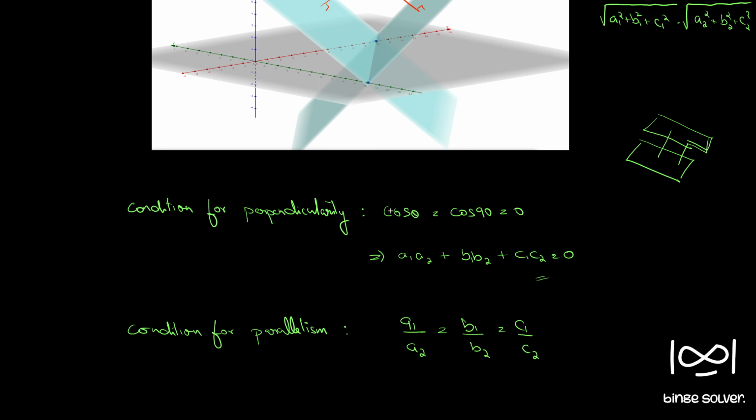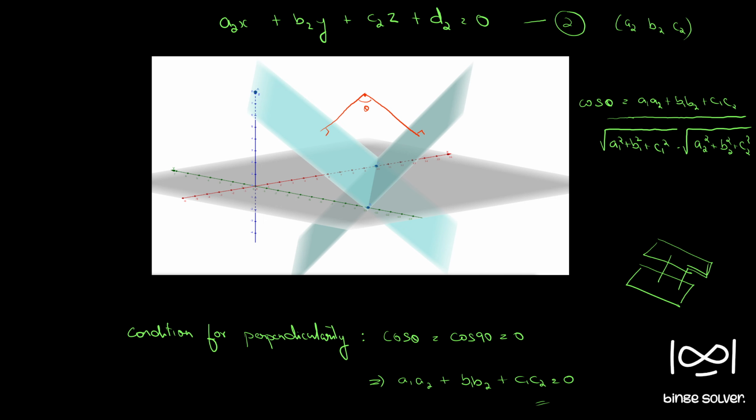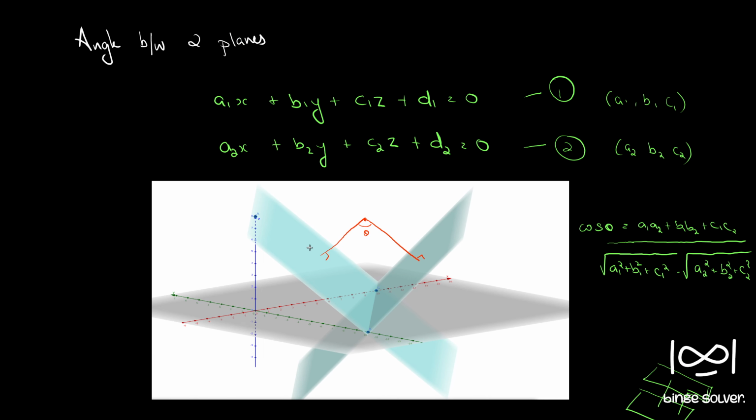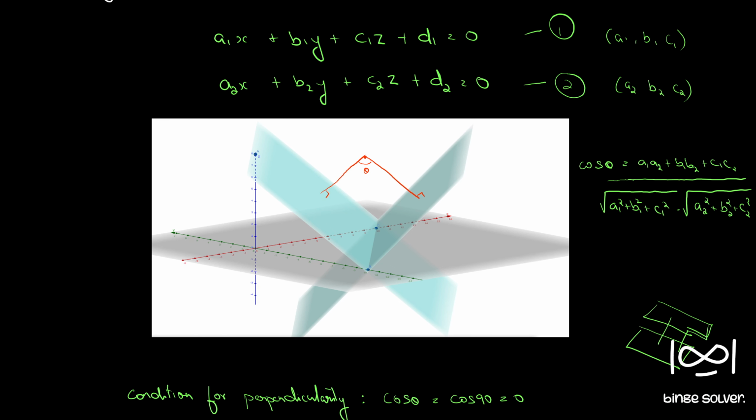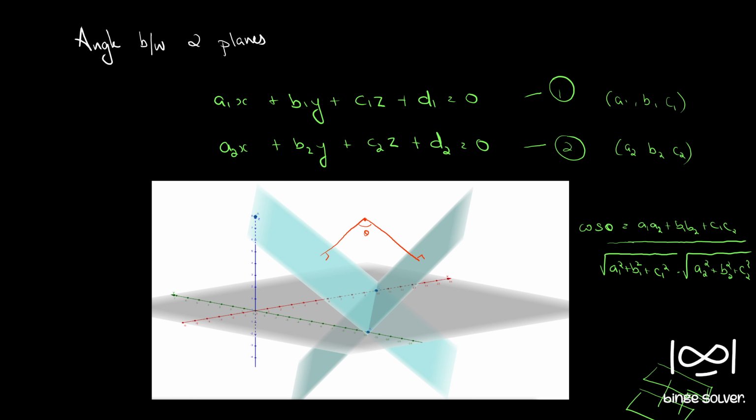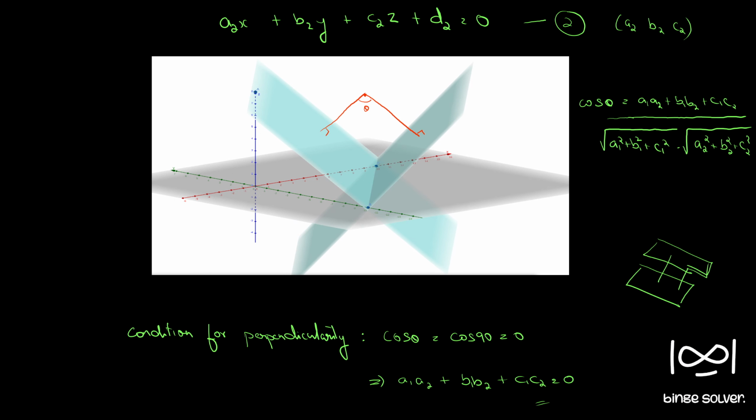So this is the condition for perpendicularity and the condition for parallelism. We get both from the concept of angle between the two planes. And as you can see from the figure, to find the angle between the two planes, we just have to find the angle between the two normals from a point to these planes. This concept will be useful in solving many questions. So please take a note of this.